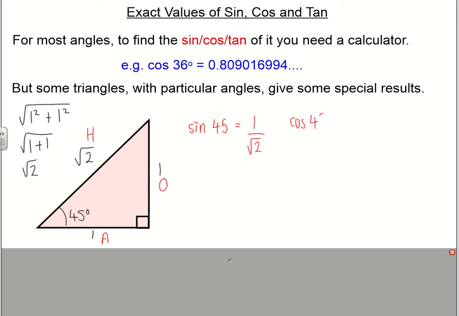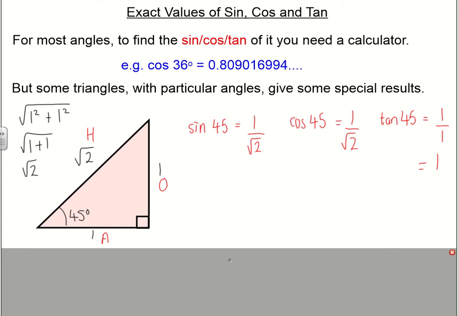Cos 45 would be A over H. And again, that's going to be 1 over root 2. So they're both the same, and that's because O and A are both 1. Then tan 45, which is O over A, is the nicest one of all because it's 1 over 1, so that is just 1. So for a 45-degree triangle, sine and cos both come out the same, and tan just comes out as 1.